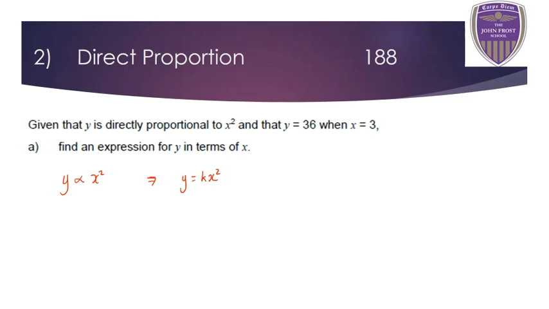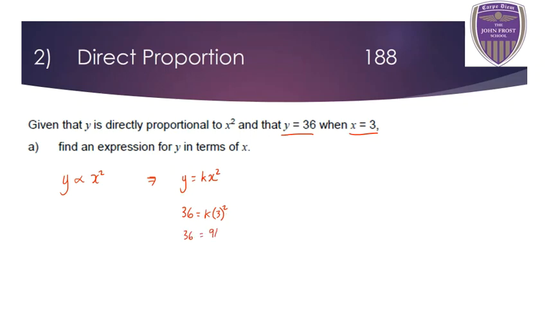Okay, so when we're asked to find an expression for y in terms of x, we need to find that value of k in order to finish off the expression. So what we need to do here is use the information we're being provided with and substitute that into y equals kx squared. We are being given the information that y is equal to 36 and x is equal to 3. So that's 3 squared. I'm substituting that in for the x. Now 3 squared is 9.